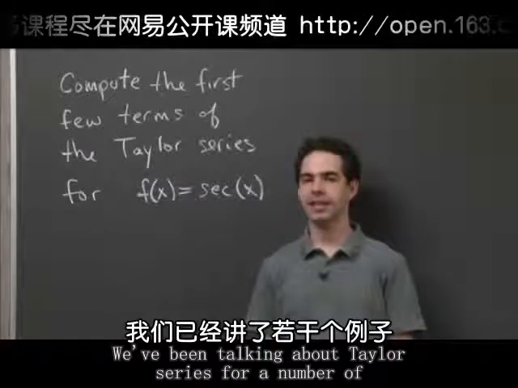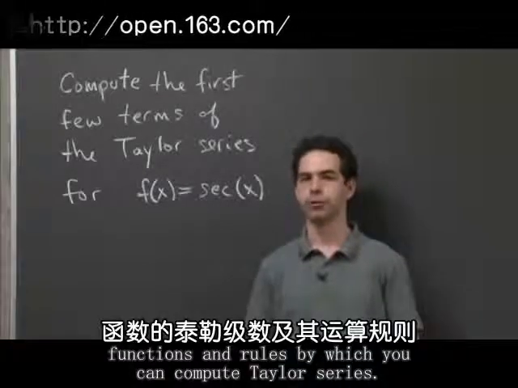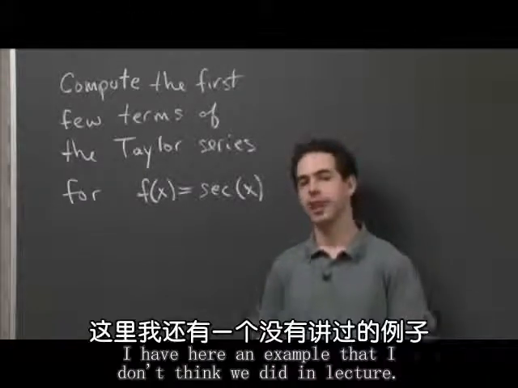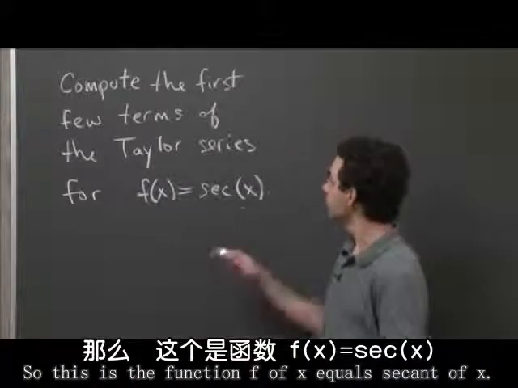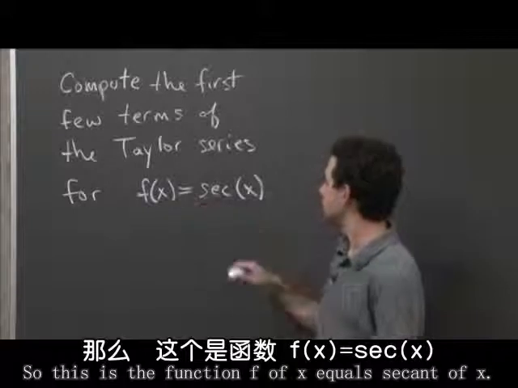We've been talking about Taylor series for a number of functions and rules by which you can compute Taylor series. I have here an example that I don't think we did in lecture. So this is the function f of x equals secant of x.